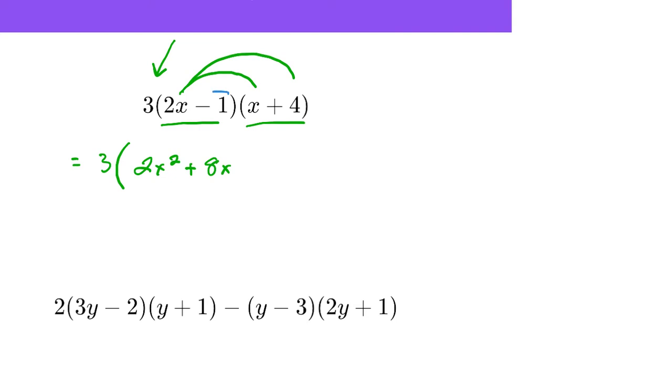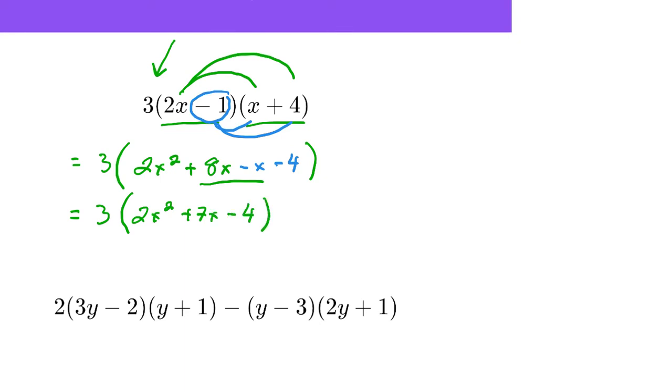Take the second term along with its sign and distribute. So it's negative 1x and negative 4. At this point, you could distribute the 3, but it's much better if you simplify the bracket first. You have some like terms that you can simplify. And now we're down to 3 terms. So now when you distribute, it's less complicated. There's only 3 terms instead of 4. So the final result will be 6x squared plus 21x minus 12.